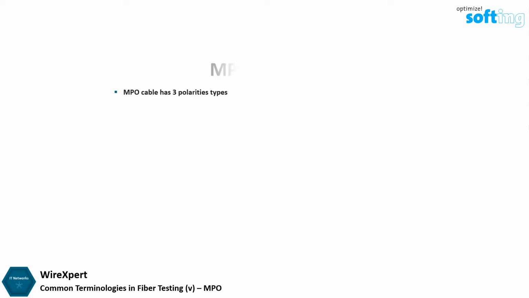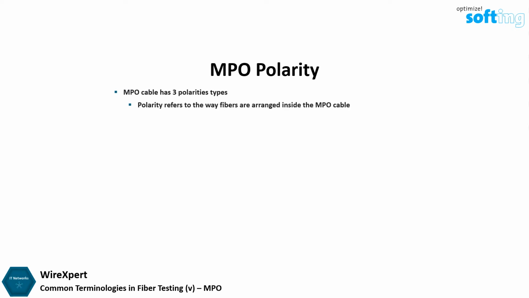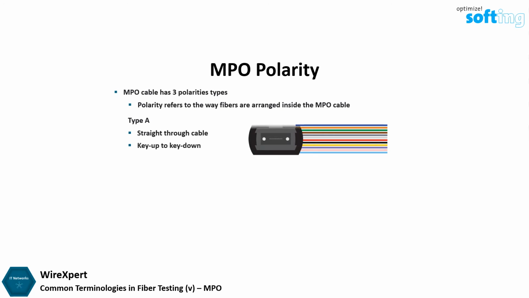There are three polarity types of MPO cables. Polarity refers to the way fibers are arranged inside the cable from one end of the connector to the other. Type A, or a straight-through cable, has a key-up connector on one end and key-down on the other. This will result in the fibers at each end of the cable arriving at the same position.